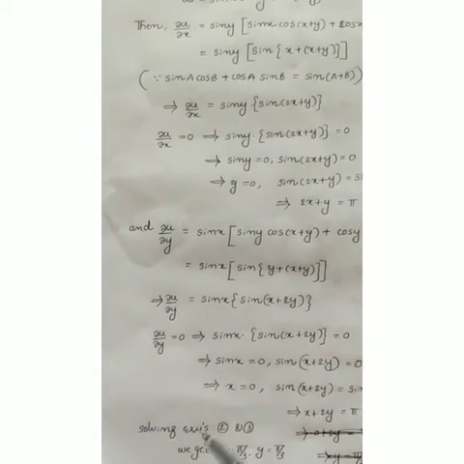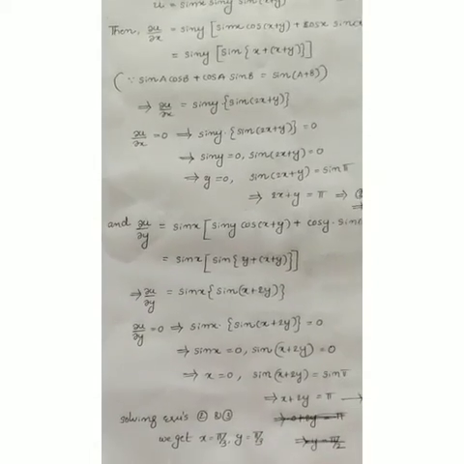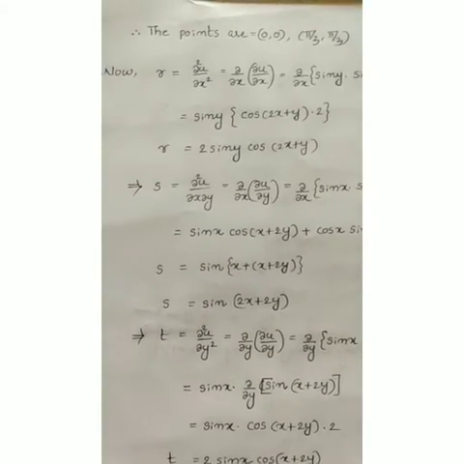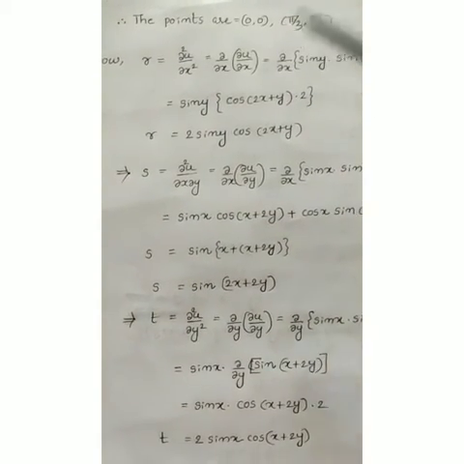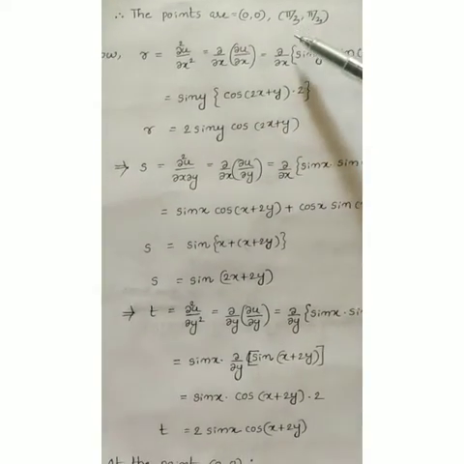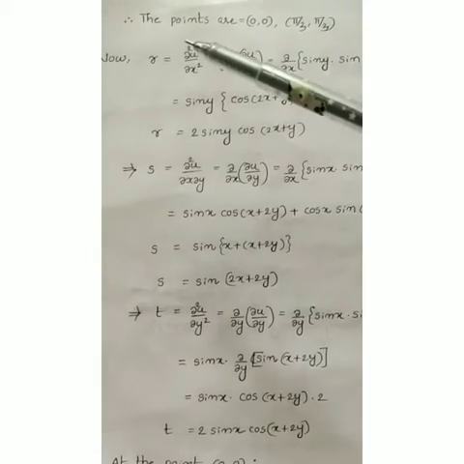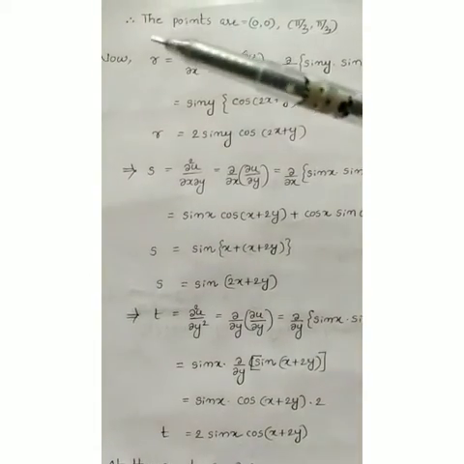Now solving equations 2 and 3, we get the point x equal to pi by 3 and y equal to pi by 3. So here we get 2 points. The 2 points are 0 comma 0, and pi by 3 comma pi by 3. Then we have to find out second order partial derivatives r, s, t.